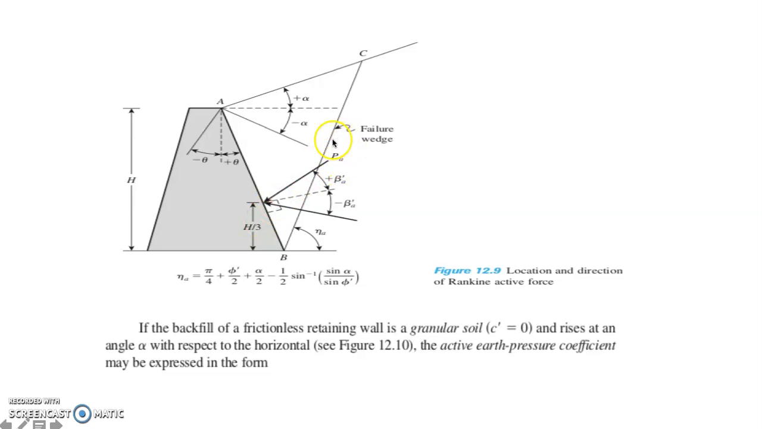So this is our total force per unit length of the wall. It is acting at 1/3 of the total height of the retaining wall, which is 10. So 1/3 of that is 3.33. So it is inclined at an angle of beta prime A. So we have computed this as 30.5 through interpolation.